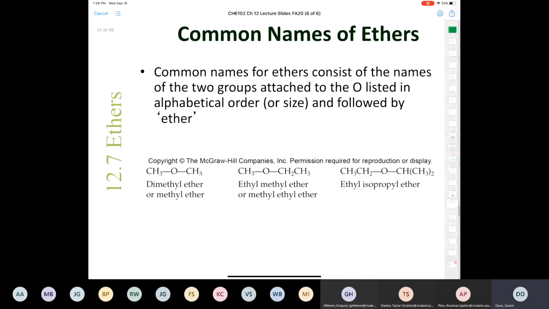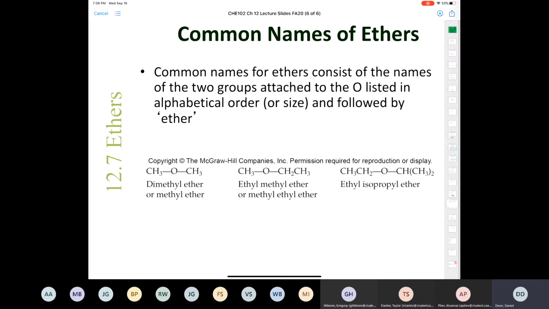Common names of ethers. Again, common names are very commonly used. The good news is that common names of ethers, I don't like to use the word simple and organic chemistry together, but I would say that this is one of the easier things that we learn in nomenclature. It says here the common names for ethers consist of the names of the two groups attached to the oxygen, put them in alphabetical order, throw the word ether on the end.